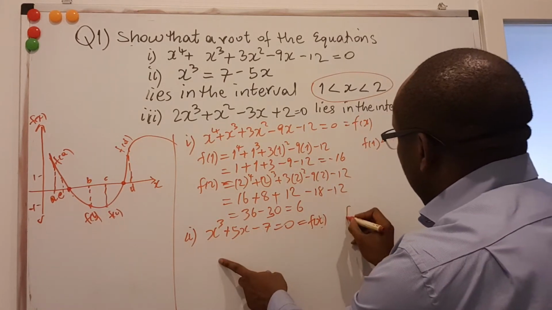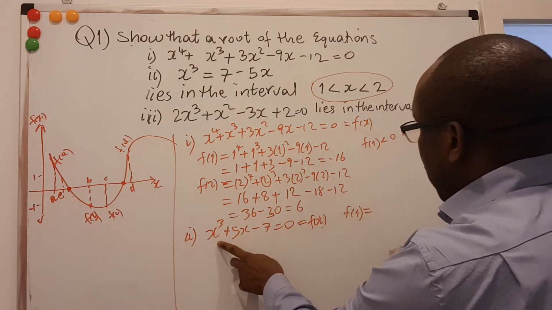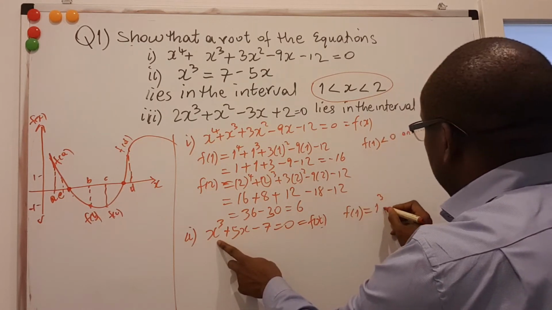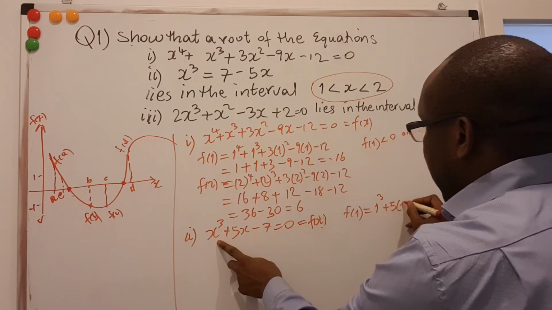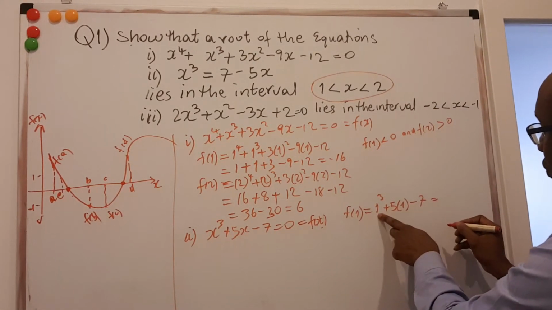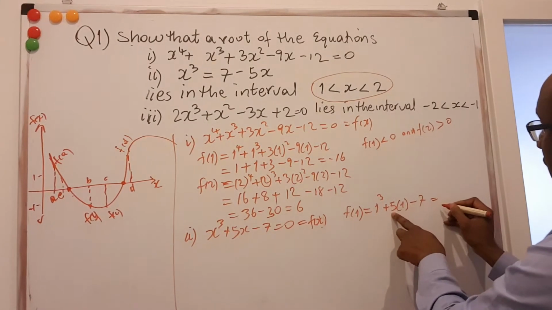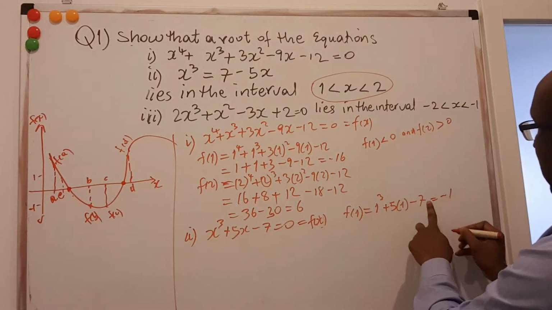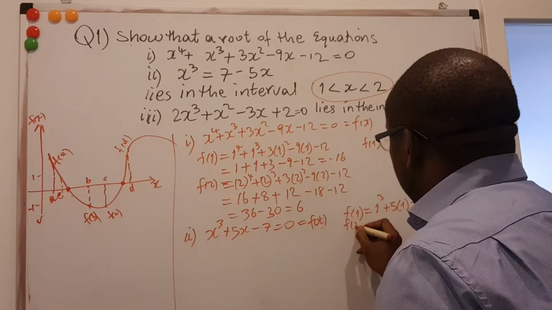Then I will try my f of 1. F of 1 would be equal to 1 to the power 3 plus 5 times 1 minus 7. If I do that here, 1 to the power 3 is 1 plus 5. That is 6. 6 minus 7 is minus 1. So that's negative there.